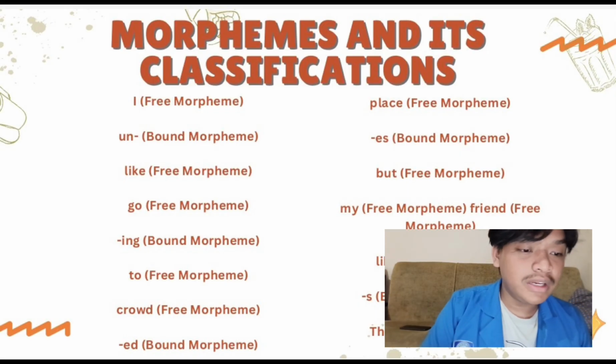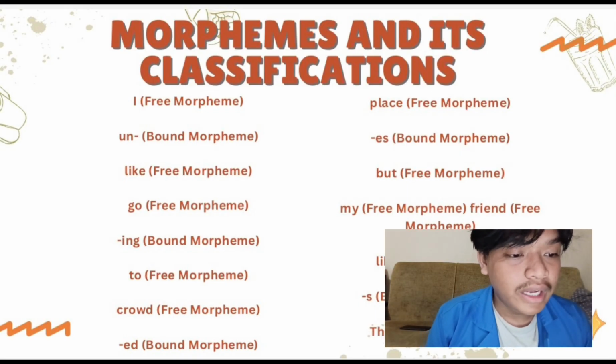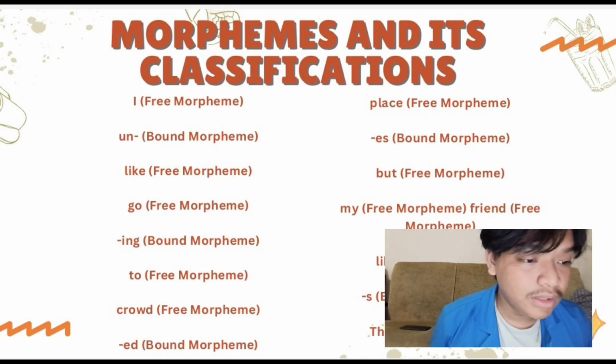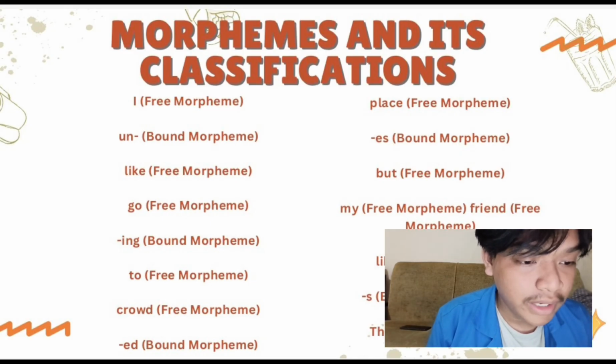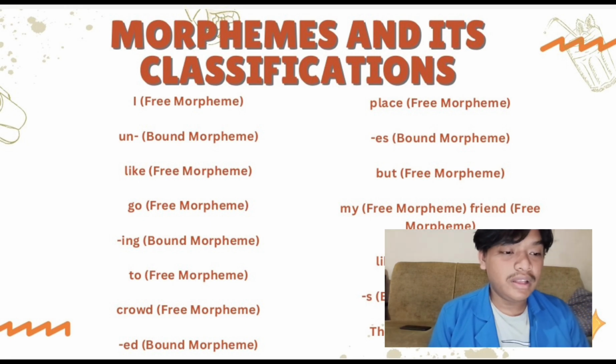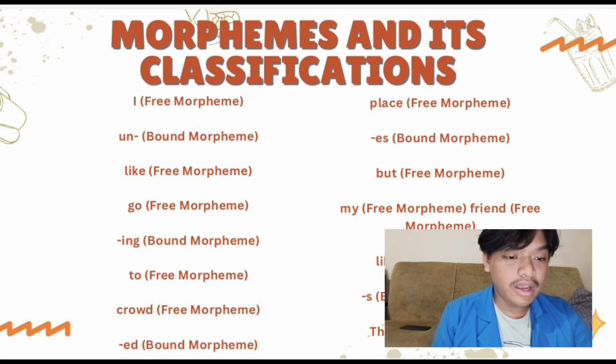Free morphemes can stand alone and still have a meaning. For example, go, like, friend, place. And bound morphemes cannot stand alone and must attach to other morphemes, such as un, ing, ed, s.